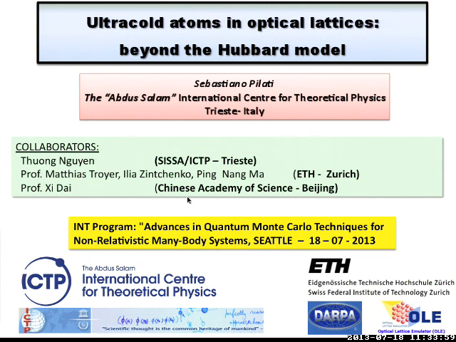But what we have been doing recently is to study and consider these systems in a slightly more flexible way. Here you see the list of collaborators involved in this project. We have Tuan Nguyen, a PhD student at SISSA. Then we have Matthias Troyer and a PhD student, Ilya Tsinchenko, and Pingyan Ma from ETH. We also collaborated with Professor Shi Dai from the Chinese Academy of Science.